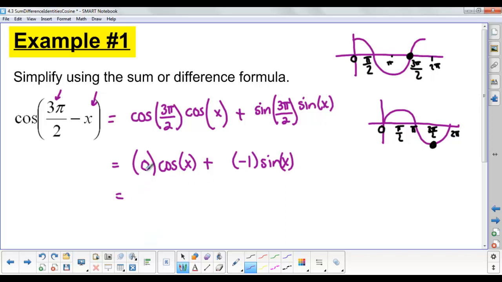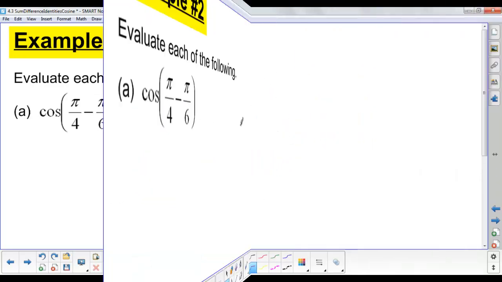And we can just simplify. 0 times anything is gone. It equals 0. So what we're left with is negative sine x as our final answer. Okay, we'll move on to example 2 now.